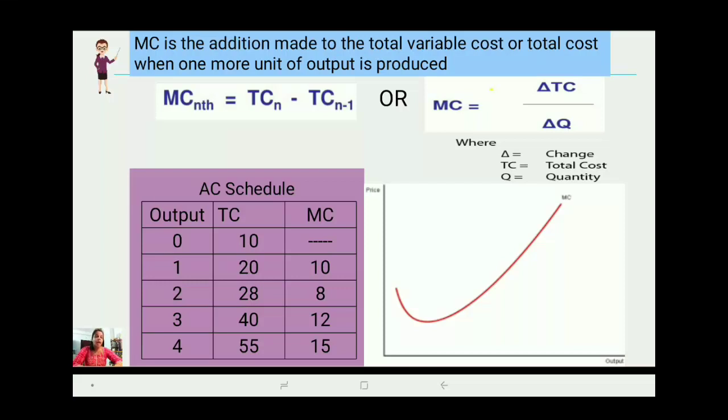As you can see here, marginal cost initially decreases, and after a point it starts increasing, and that is why our marginal cost curve in the diagram is also a U-shaped curve. Initially marginal cost falls, and after a point it starts increasing. So that is why the shape of the curve is also U-shaped.